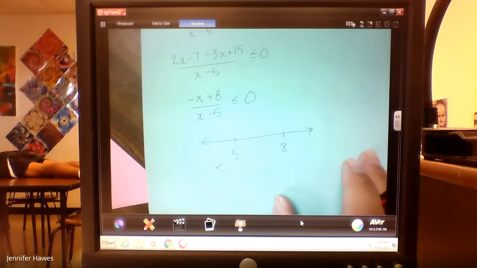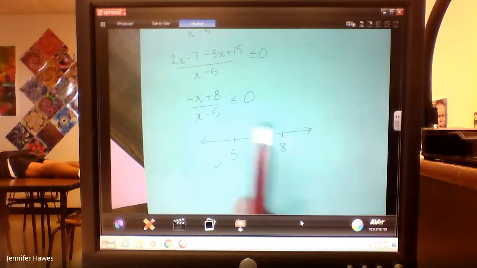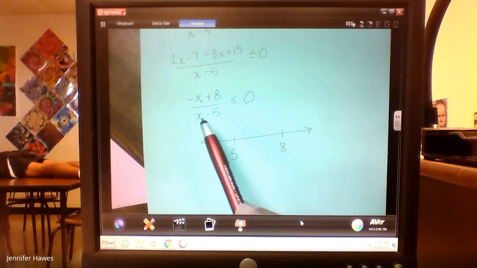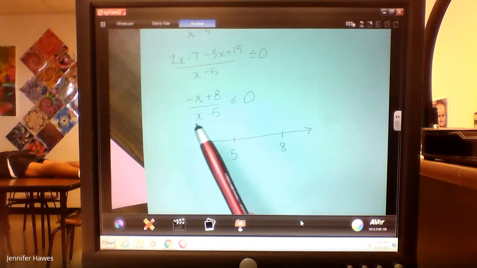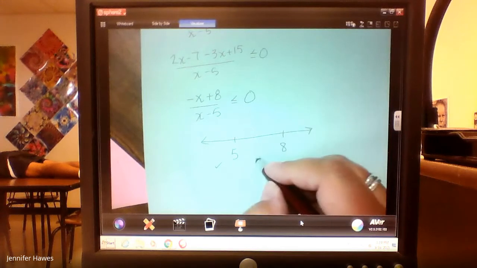So 6. Okay, so if you just plug in 6, like I said, I don't even need to know what the number is. Is it going to be a positive number or a negative number? Positive. It'll be a positive number up there, so that's not going to work.